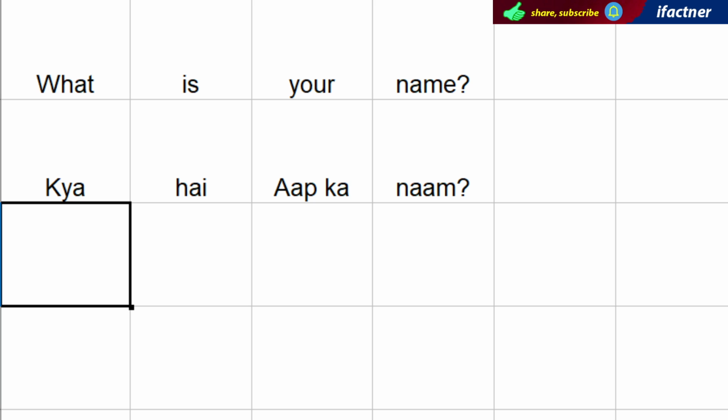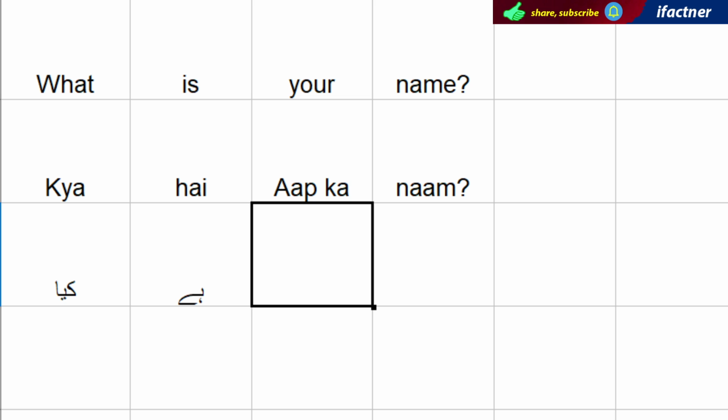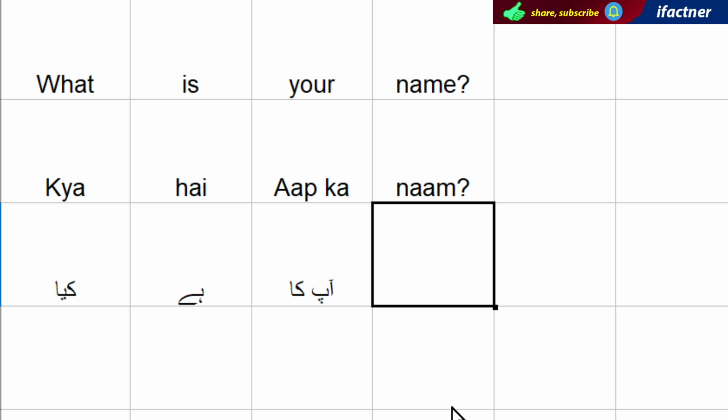क्या is kaf, ye, alif, क्या. है is hey, badiye hey, है. आपका is alif mad, a and pe sakin. So these are two words. Aap is you, आपका your. Ka, kaf alif ka. And naam can be written as noon alif na, mim sakin, naam.